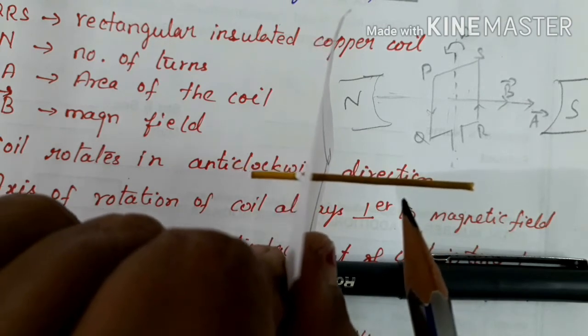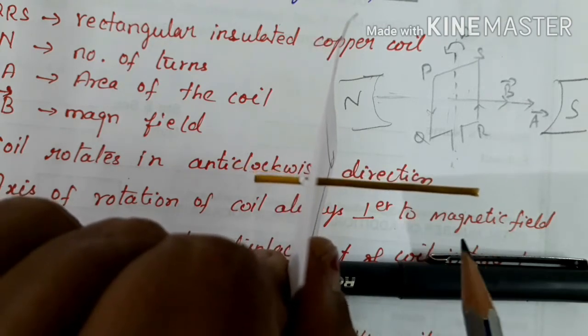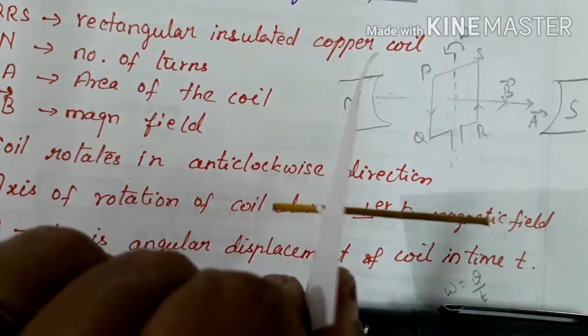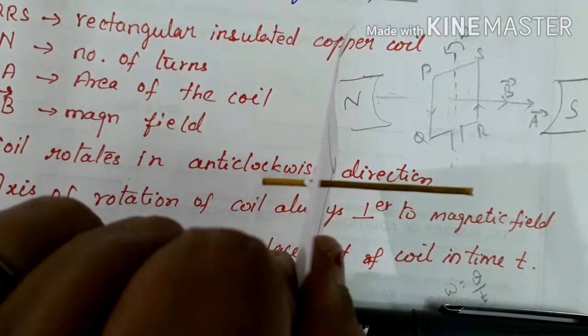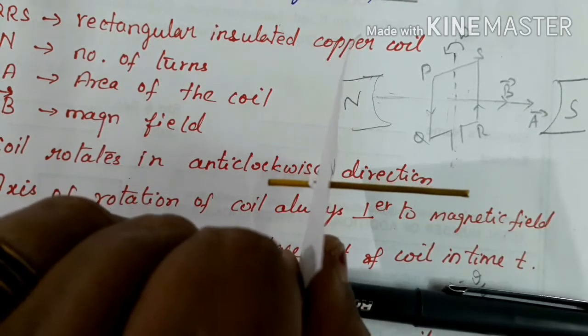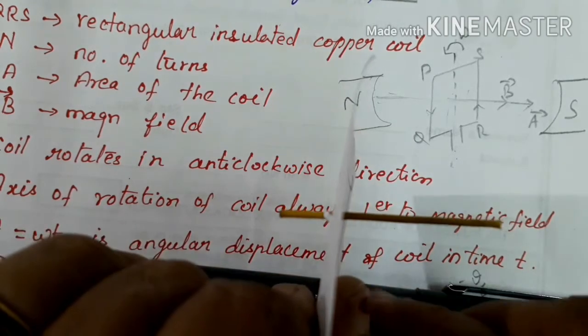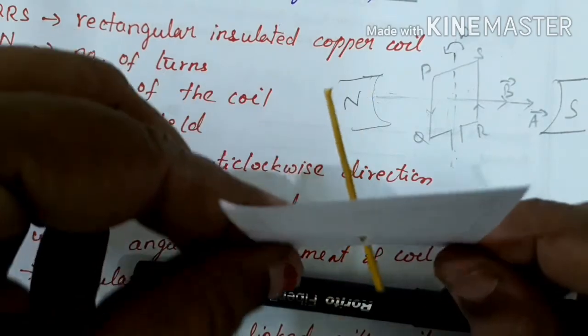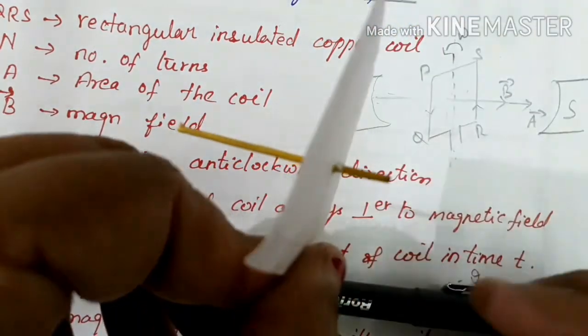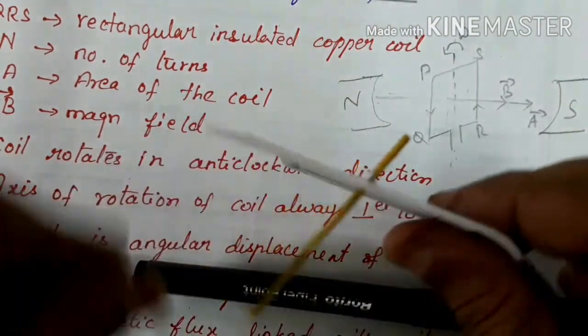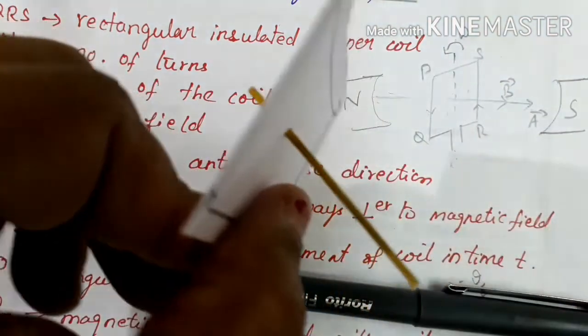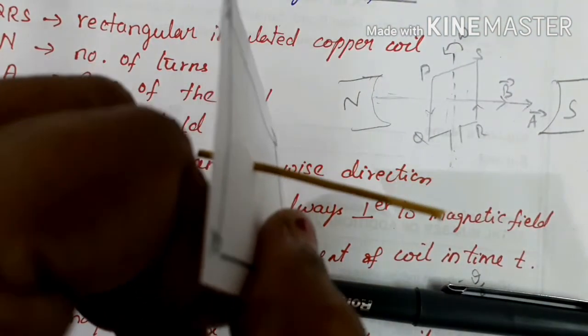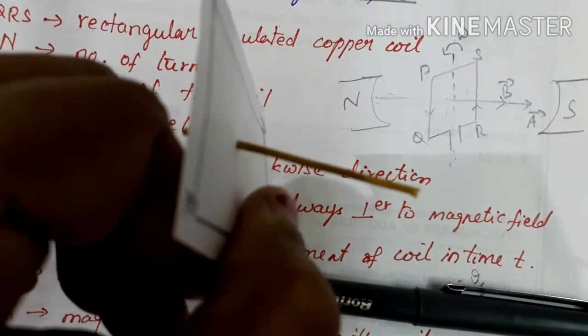Initially this is position number 1. You can note down, I will make the 5 positions. It is rotating in anti-clockwise. This is position number 2, this will be position number 3, this will be position number 4, and this will be number 5. 5 positions you are going to discuss in this answer, right?